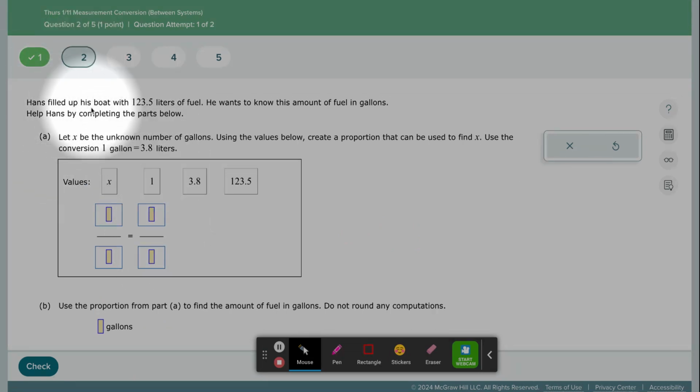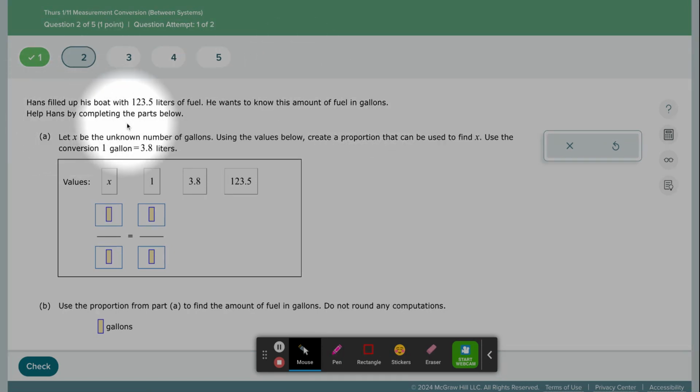Hans filled up his boat with 123 and 5 tenths liters of fuel. Okay, so we're talking about liters, meters, liters, grams, that's all metric. He wants to know this amount of fuel in gallons, so he's trying to convert it to US customary. We talk about gallons of gas, right?